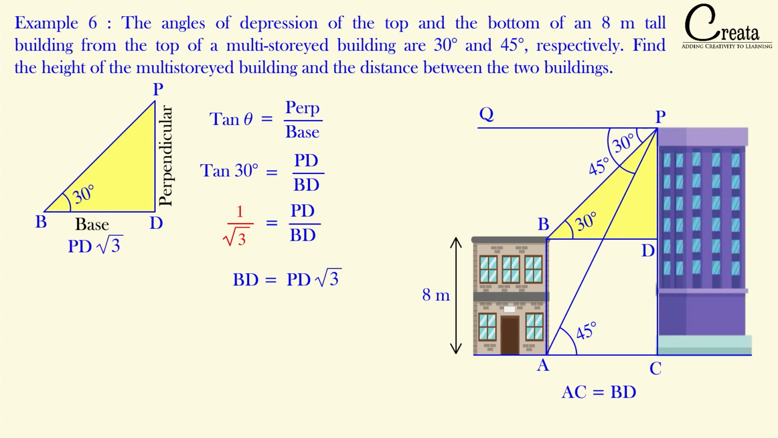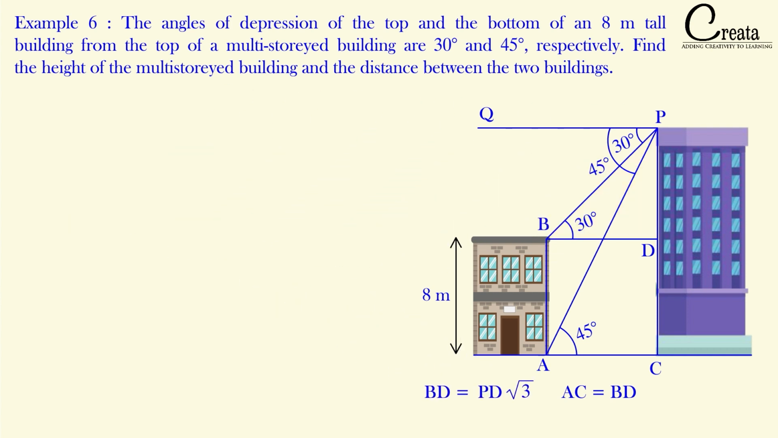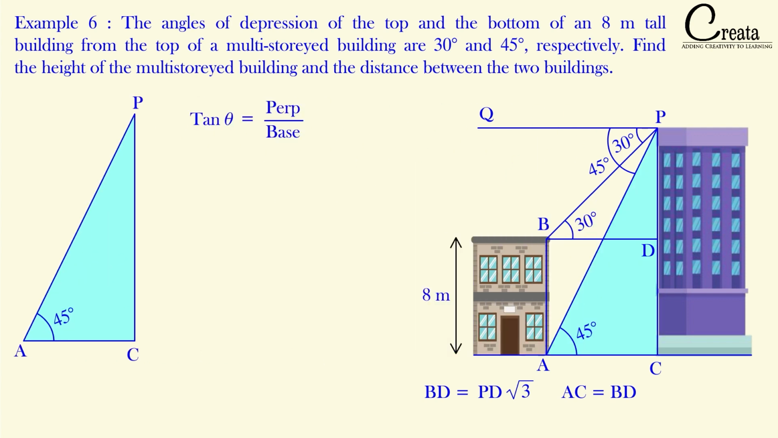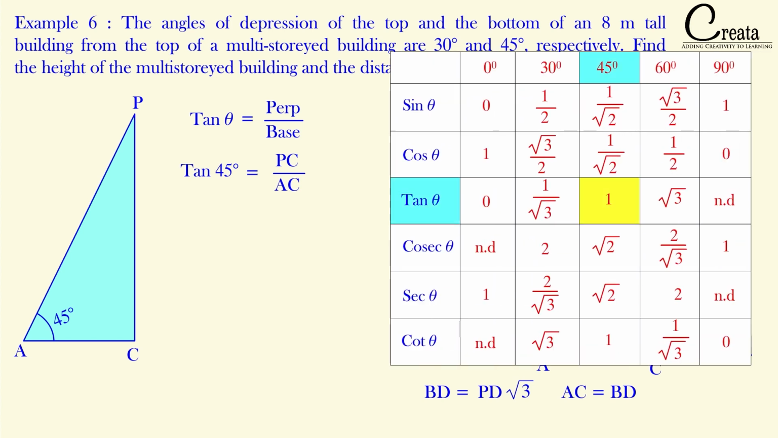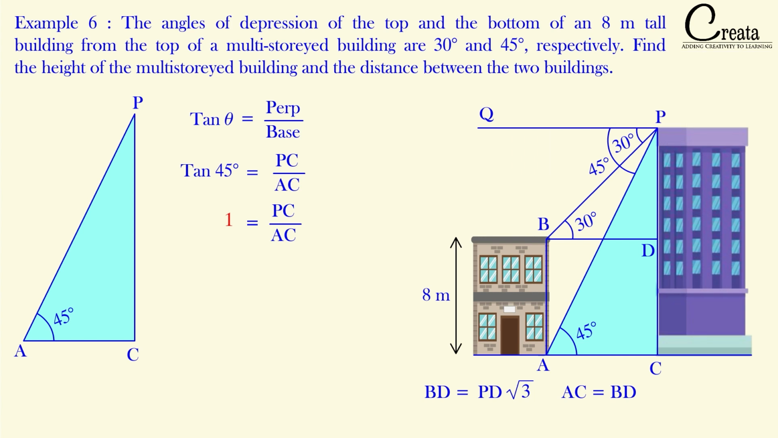Okay, we have solved for the value of BD. Why? Because in the second triangle also the base is the same. So we can use this value to solve for the second triangle. Let's see how this is applicable. Let's take the triangle PAC. Here again, let's apply tan theta, which is perpendicular upon base. So tan 45 degree will be equal to PC upon AC. And the interesting thing with tan 45 degree is that perpendicular and base will be equal to each other. How? Let's see. Tan 45 degree, the value is 1. So we got 1 is equal to PC upon AC. That is PC is equal to AC. That is, perpendicular is equal to base.